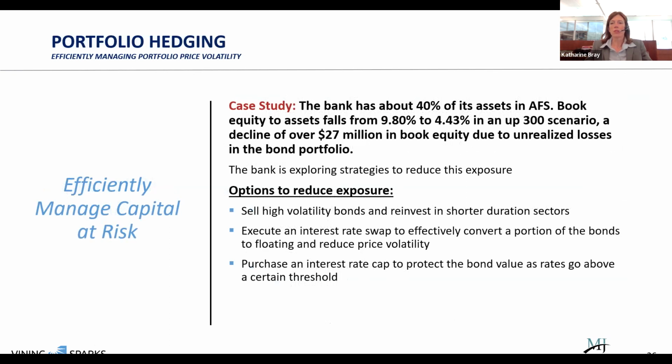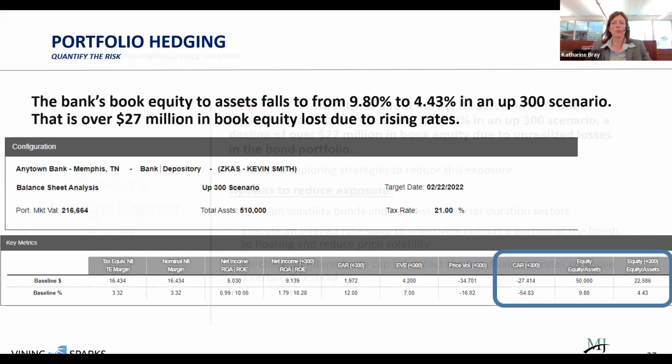We have a bank with about 40% of its assets in the available for sale portfolio. Book equity to assets, base case, 9.8%, so pretty typical. But up 300 basis points, it falls to below 5%. You're sitting at about 4.4% book equity, and this represents about a 27 million decline in that book equity portfolio. So again, what can we do to reduce that exposure? Of course, sell the bonds, but that loss, you're going to realize it. You can execute a swap to effectively convert some of those bonds to floating, or purchase a cap and manage that fair value price change as well.